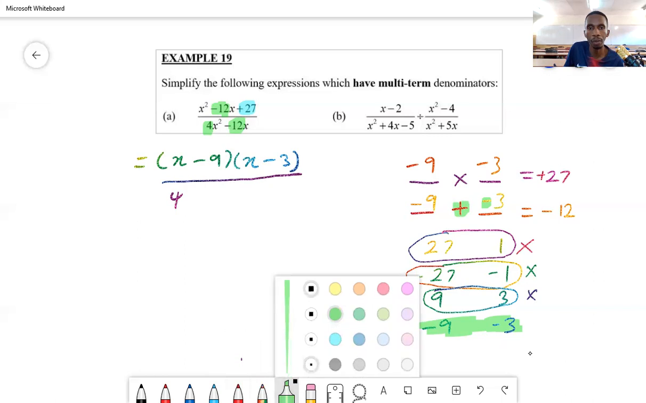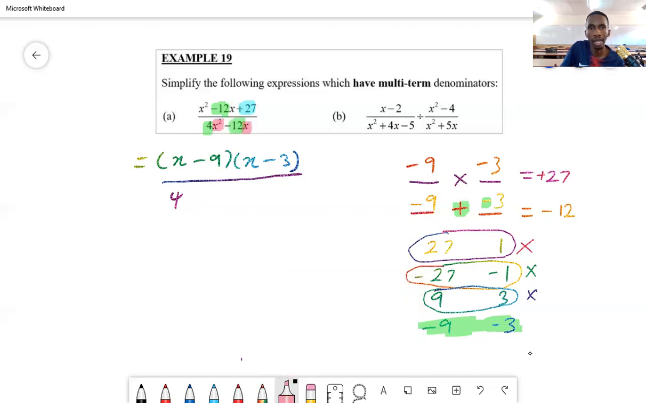Then you move on to the variables. The question that you ask yourself regarding the variables is, for x squared as well as x, what is the common factor? We always take the one with the lower power. So x is the same as having x to the power of 1. So we compare x to the power of 2 and x to the power of 1. We are going to take the lower power, which is x to the power of 1, but you can simply write it as x.